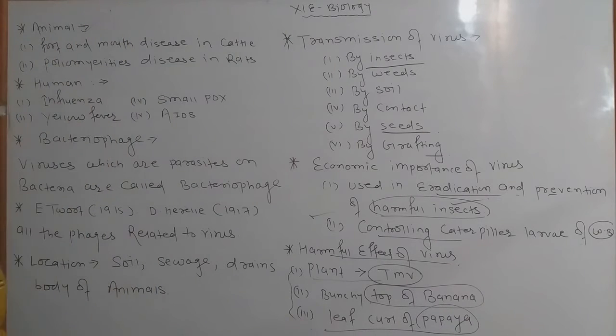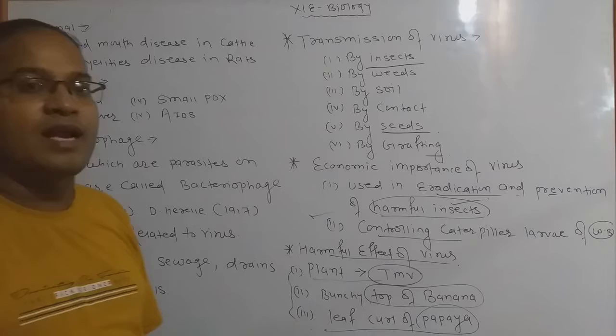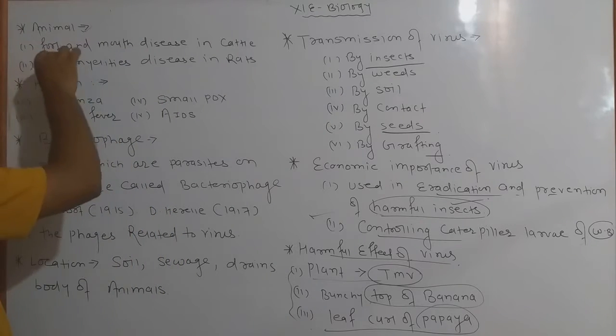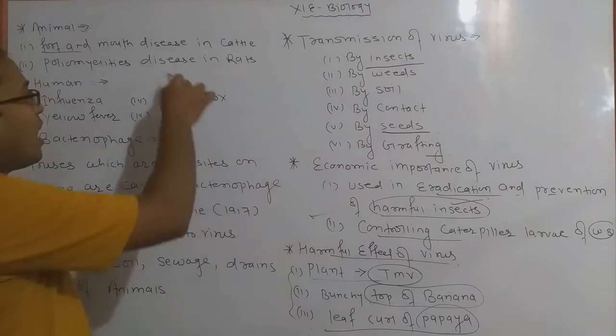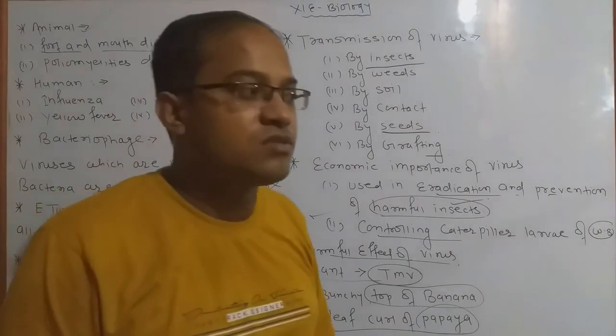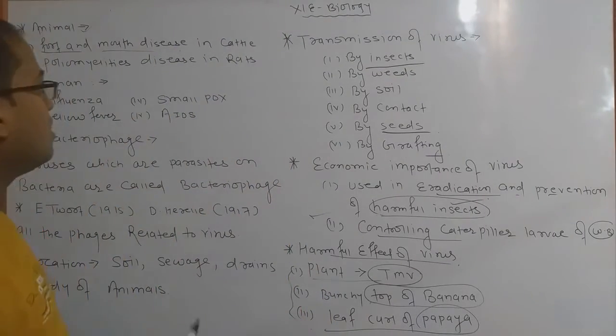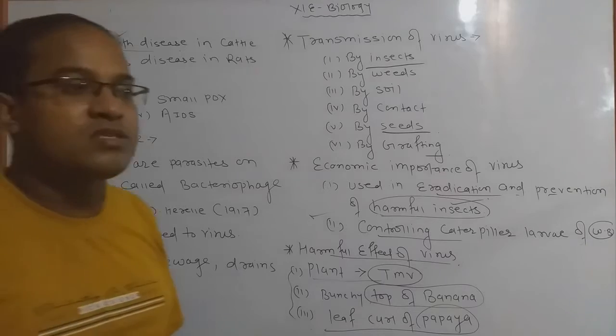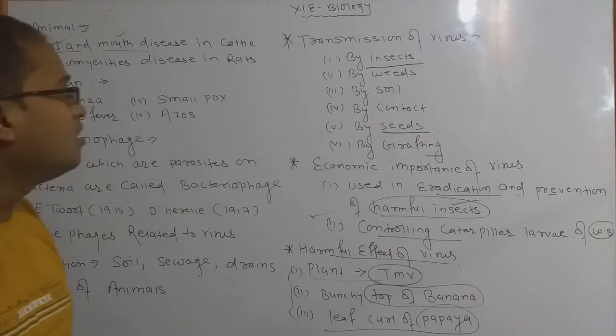Coming to the next part, virus can also affect the animal's body. Virus जो है animal body में भी बहुत affect करते हैं. Second, they can also cause foot and mouth disease in cattle. Most cattle like cows, buffaloes and many more animals get foot and mouth disease. उनके foot में, पैर में और mouth में बहुत सारी problems create करते हैं. That is called the virus infection.